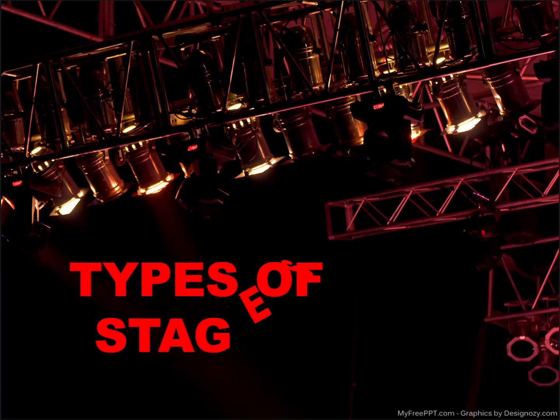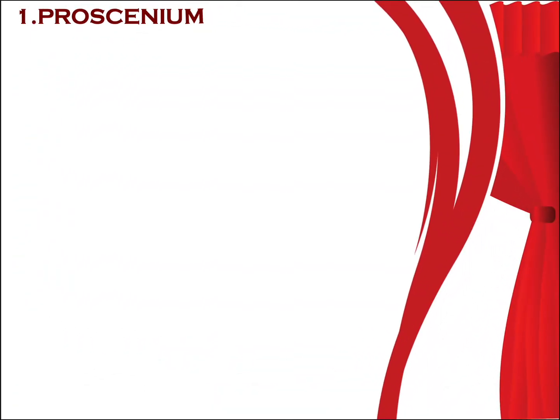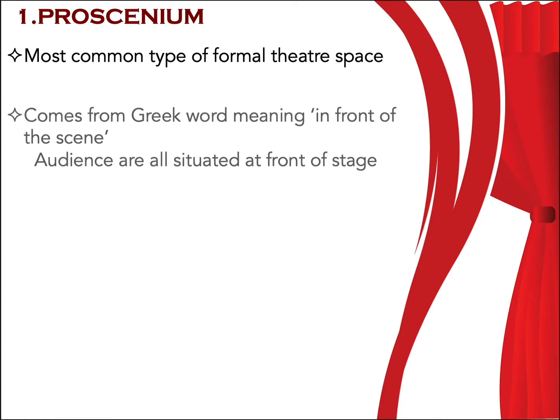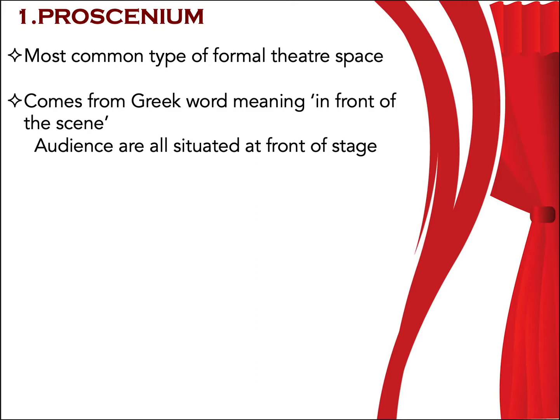So this is the real bulk of the lesson, where we are going to identify the four main types of formal theatre space designs. So the very first one that we're going to look at is the proscenium. So proscenium is the most common type of theatre space, and the word itself actually comes from the Greek word meaning in front of the scene. And as you can guess, it would tell you that the audience is situated at the front of the stage.